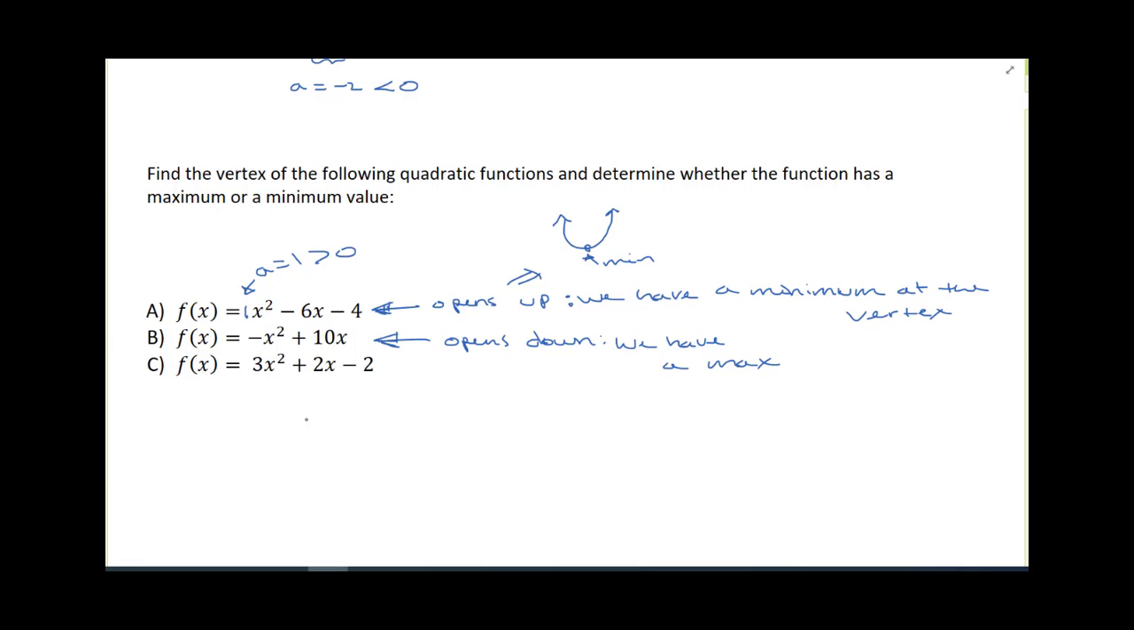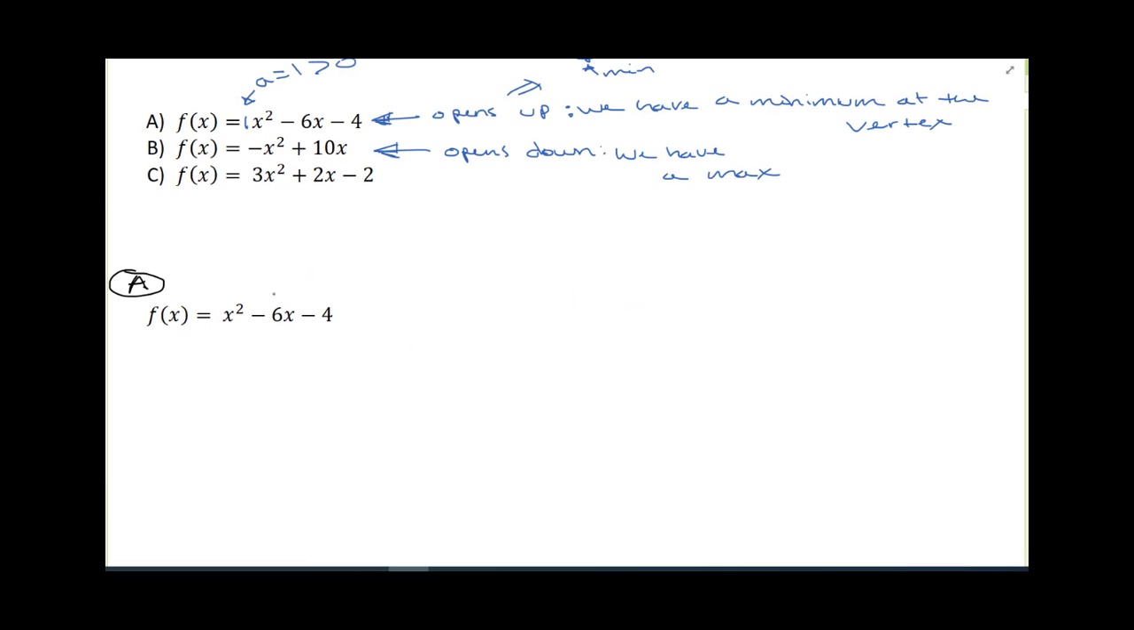Now let's do the work in finding them. So let me look at part A first. Okay, so we have part A here. I want to put it in vertex form, so I need to complete the square. To complete the square, I really only need the x squared term and the x term. So I'm going to rewrite this as x squared minus 6x, leave myself some room, and then the minus 4.